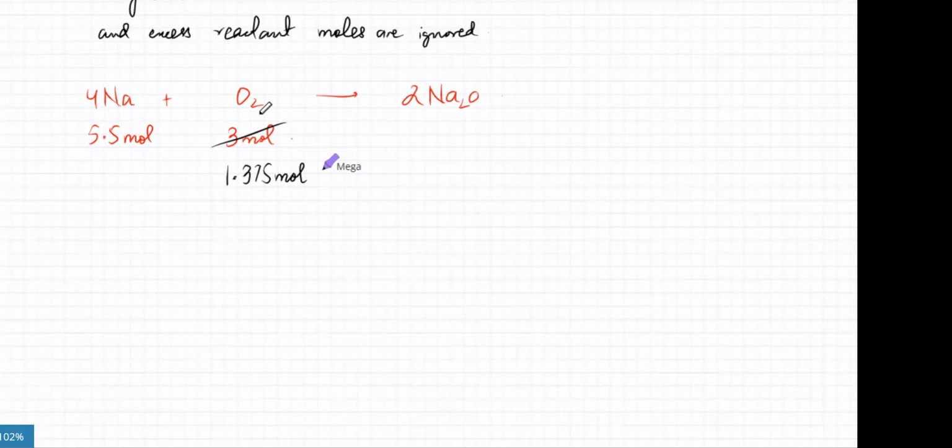So all calculations, this 3 moles must be cut out from the expression. You're not going to use this 3 moles. Those are not going to be used. All calculations would be done using the limiting reactant. This is the limiting reactant. So that's your limiting reactant. And if you want to figure out the moles of Na2O, you won't use these 3 moles. You'll use 5.5 divided by 4 into 2. What do you get for that? How much will be formed? 2.75.